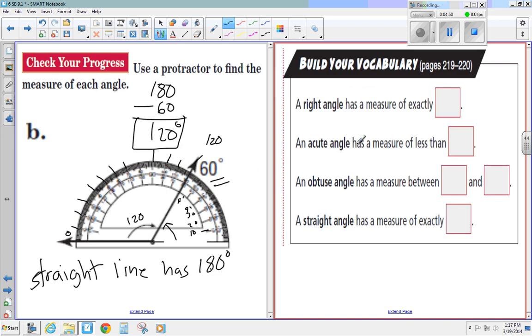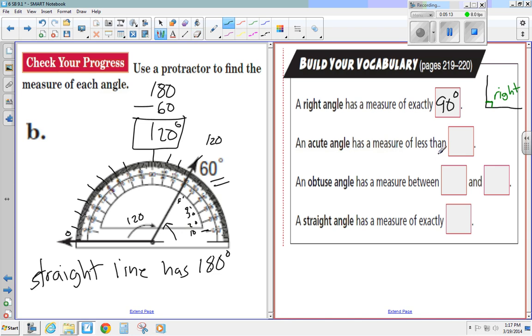All right, so a right angle has a measure of exactly 90 degrees. If it's not 90 degrees, it's not a right angle. A right angle is shown by having a little tiny square right here. This is the only way you know for sure that it is a right angle.